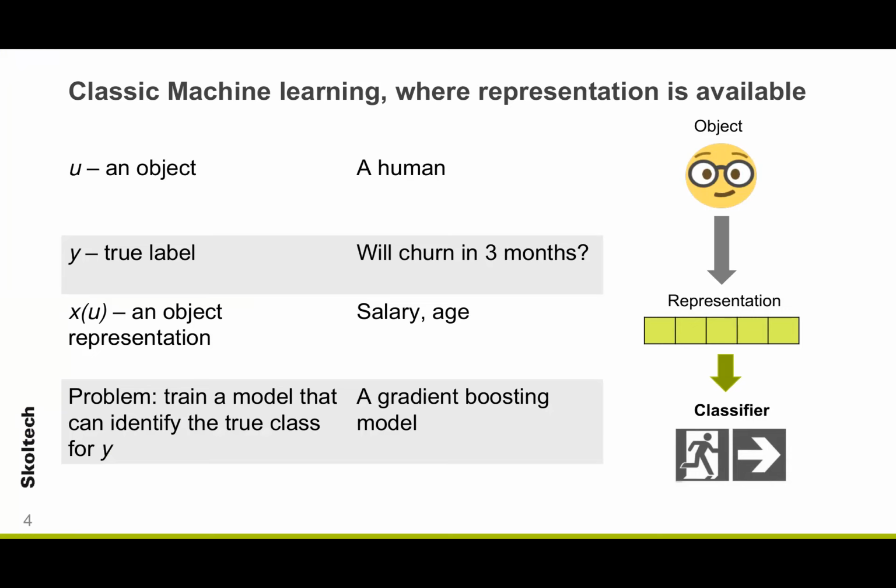So let's consider a classic problem in machine learning. We have an object, we have some features related to this object, and some target we want to predict for the object. For example, we have a human and we are a major bank. Our goal is to predict if this user will churn in 3 months or not, if he will pay his credit or not, and so on.